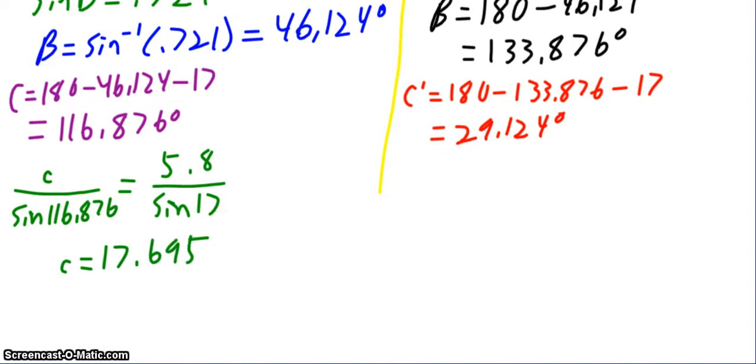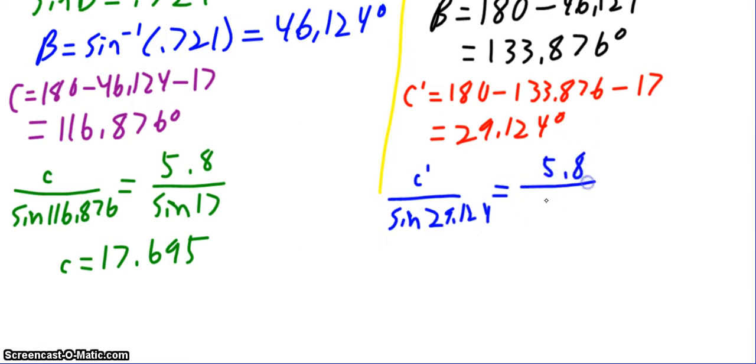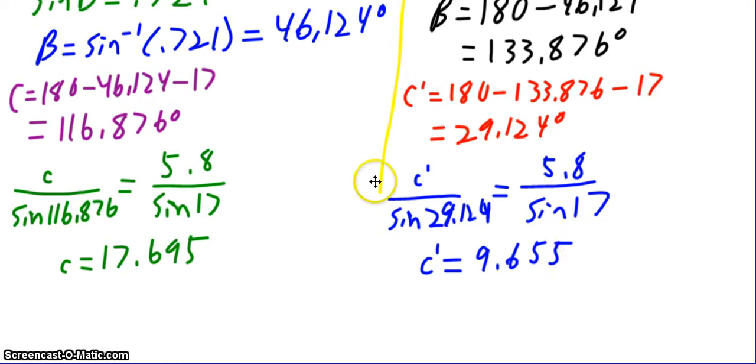Little c over here is going to be little c prime over sine of 29.124, and this equals 5.8 over sine of 17. That's a 4. That's a 9. So when I solve for little c prime, I get 9.655. Okay, so this was an example of two solutions.